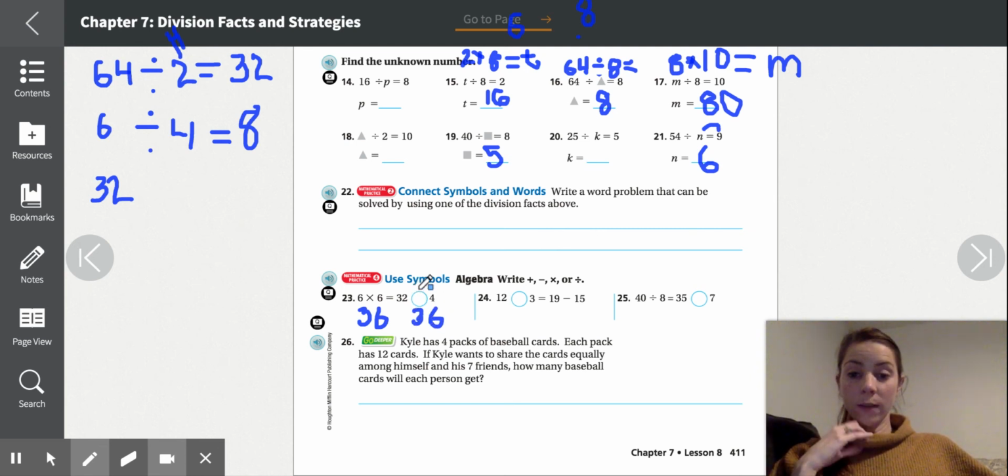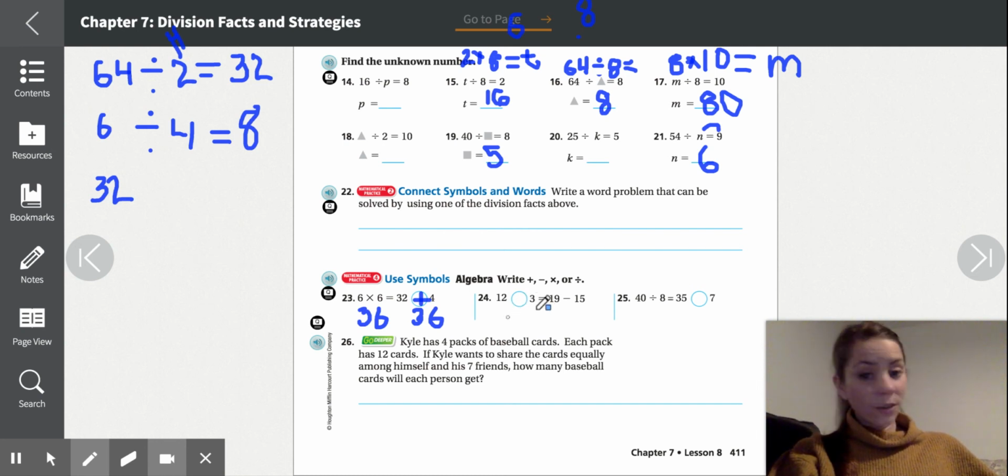So what do I have to put in here to get 32 and 4 to equal 36? Well, let's try the plus sign. Is 32 plus 4 36? Yes, it is. So the plus sign works. Okay, let's try that again for number 24.